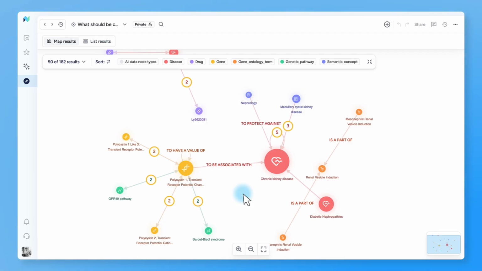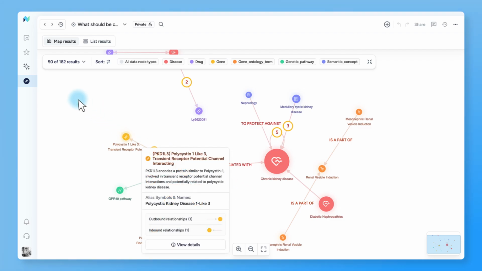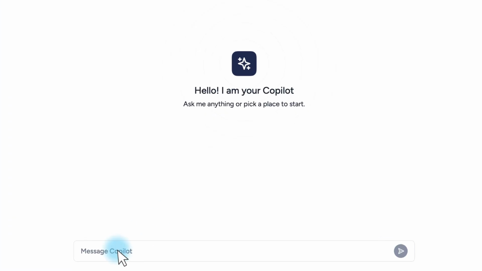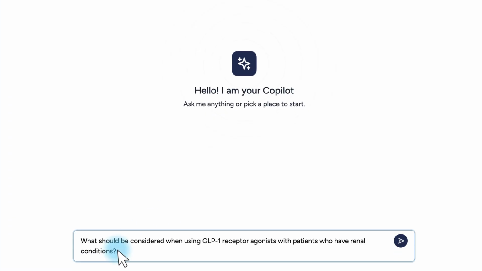But let's go back to the Copilot. The easiest way to get started with the Copilot, since it's like a normal chat interface, is actually just to ask a question. So one question you might ask is, what should be considered when using GLP-1 receptor agonists with patients who have renal conditions?